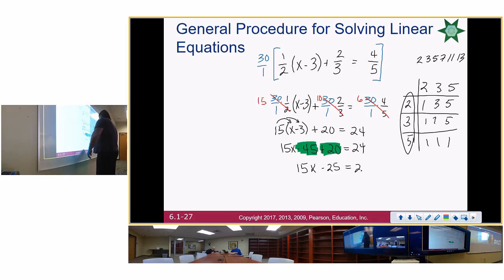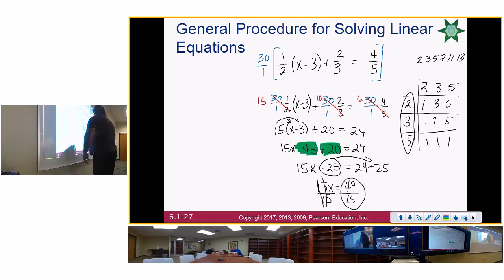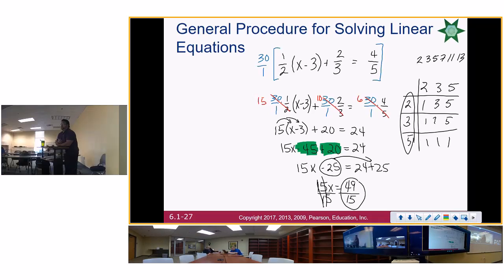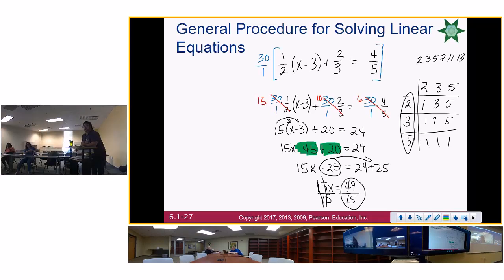Now I'm going to take the negative 25 across the river. And that gives me 15x is equal to 49. Yep. And divide by 15. And that gives you 49/15. So see, that's not difficult. As soon as you clear the fractions, you've got a regular Algebra 1 problem.